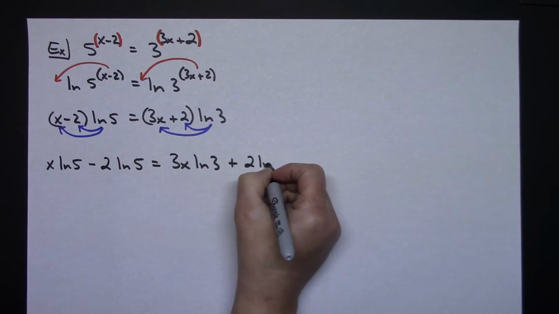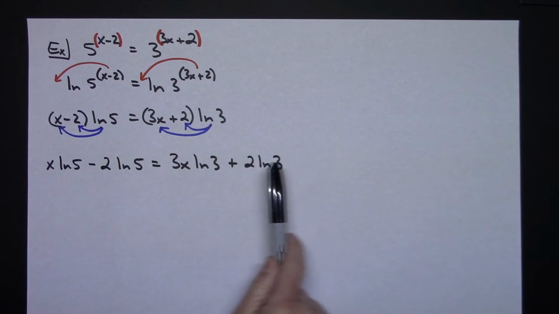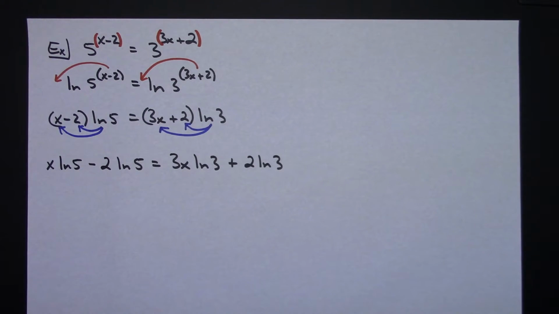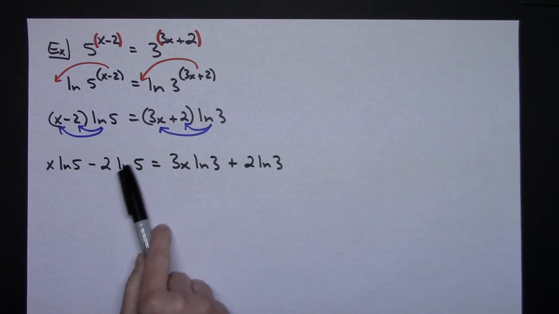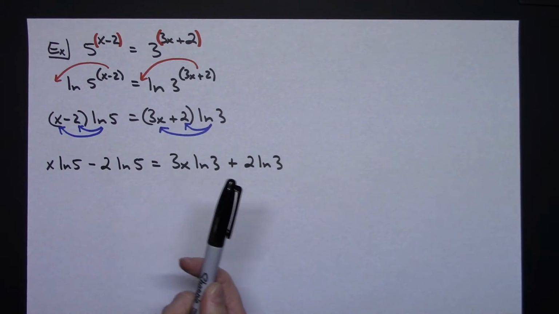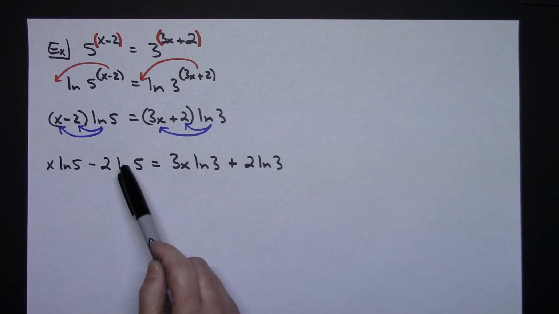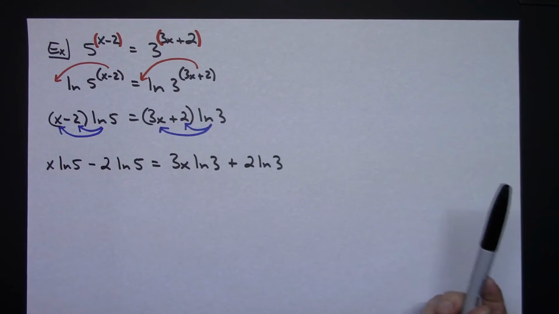So 2 natural log of 3. Okay, now at this point I've got an x on the right hand side, I have an x on the left hand side. This is just basically a numerical term, and this is just a numerical term. So if I'm trying to solve for x, I need to move all of these terms with x's on the left hand side, and I need all numerical terms on the right hand side.